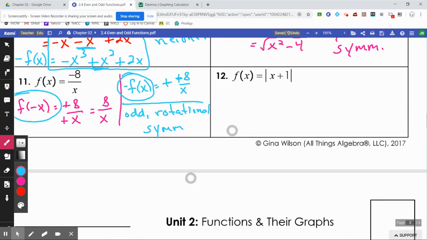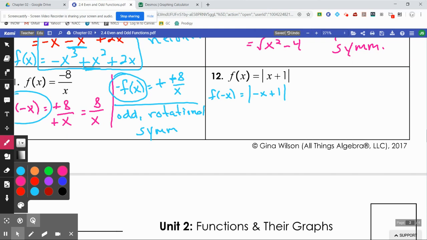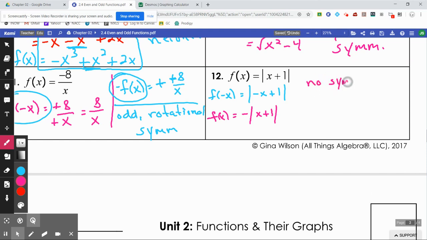And the last one, f of x equals the absolute value of x plus 1. Let's first find f of negative x. So let's take out the x and put in negative x, and there's not a lot we can do to simplify that. So let's try negative f of x, which means we're going to take the entire function and make it negative, and you can check that. There's not much you can do with that, and you can plug in values and see that these do not match up, so these have no symmetry.